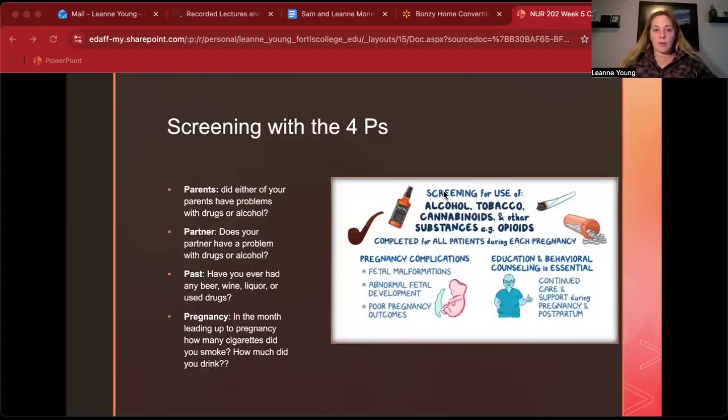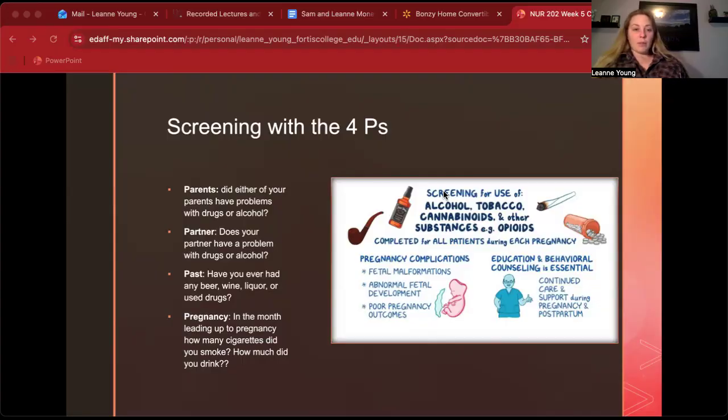So, how do we screen with the four Ps? What does that mean whenever we're doing a screening tool for the use of alcohol or any other type of substance during pregnancy? So, we ask parents, partner, past, and pregnancy. With our parents, we can ask the patient, did either of your parents have problems with drugs or alcohol? We can ask about the partner. Does your partner have any problems with drugs or alcohol? In the past, have you ever had any beer, wine, liquor, or used drugs or street drugs?